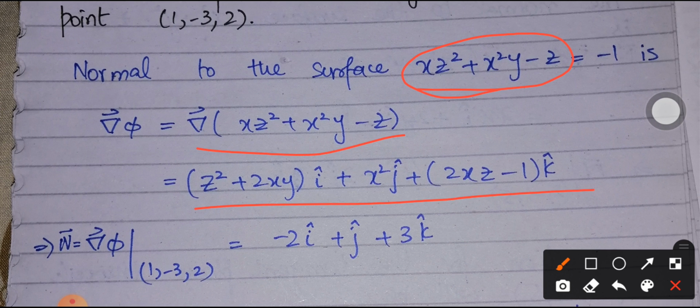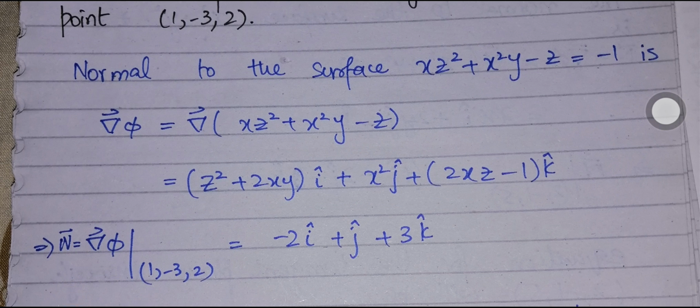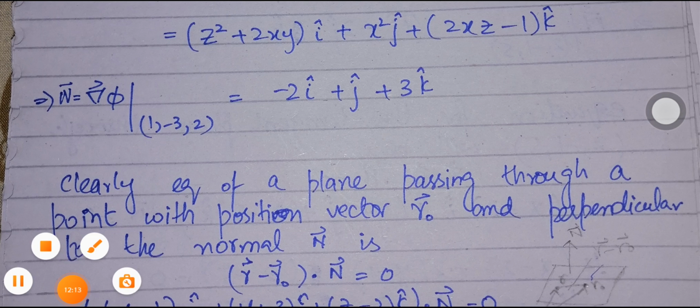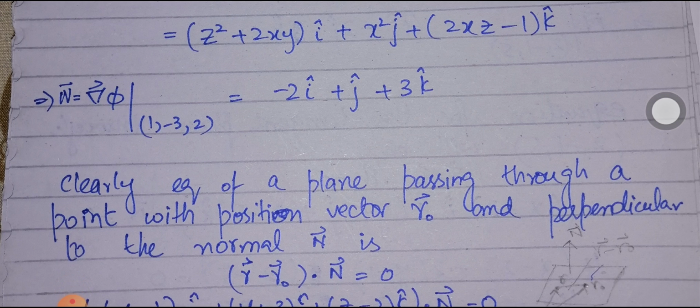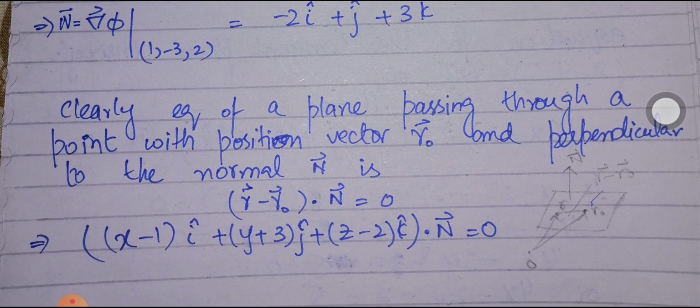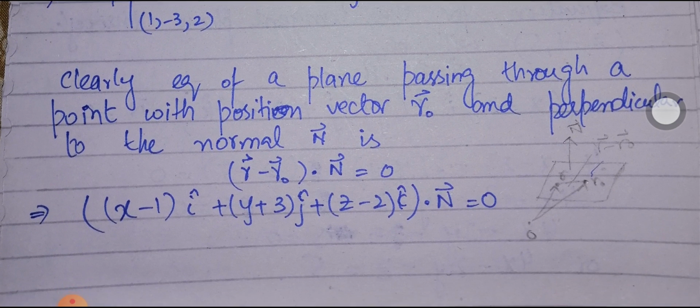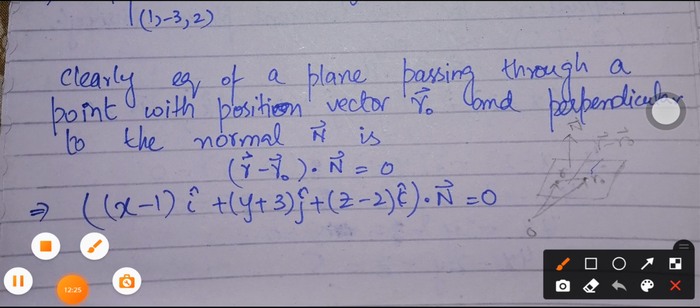And now obviously the gradient of phi is defined to be the normal to the surface, so we may name it to be n. So n, the normal, is defined to be minus 2i cap plus j cap plus 3k cap. Clearly we have inserted the values of x, y and z of the given point over here. Now clearly equation of a plane passing through a point with position vector r naught and perpendicular to the normal n is defined to be (r minus r naught) dot n is equal to 0, as we have discussed previously.